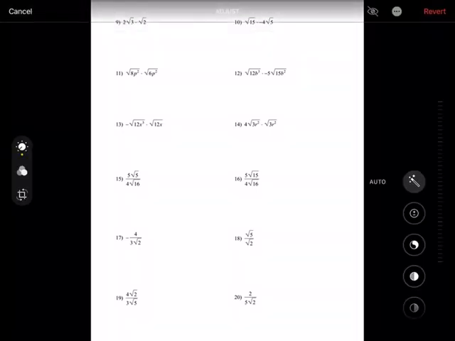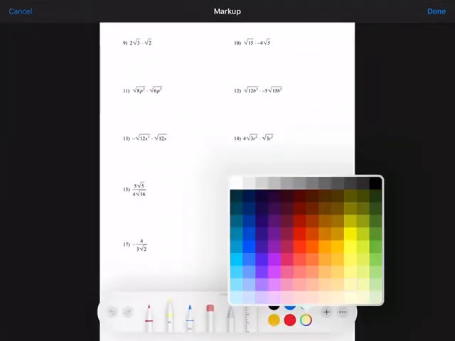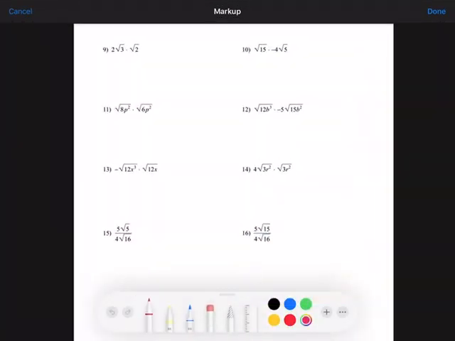All right, I'm going to move on to the next page. On this page, we're going to be multiplying and dividing radical expressions.